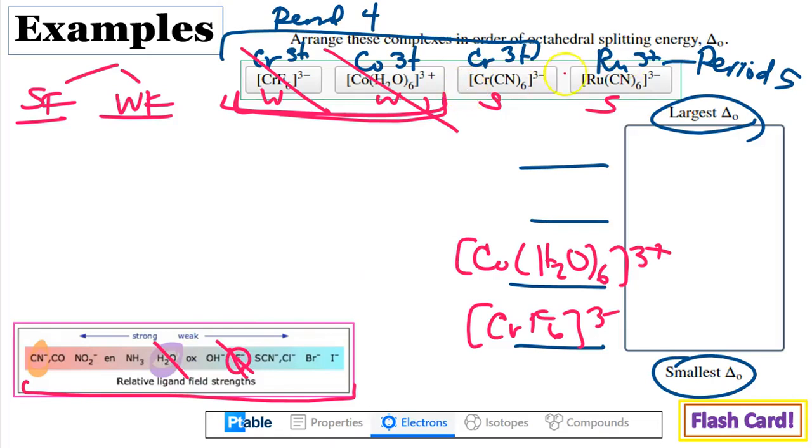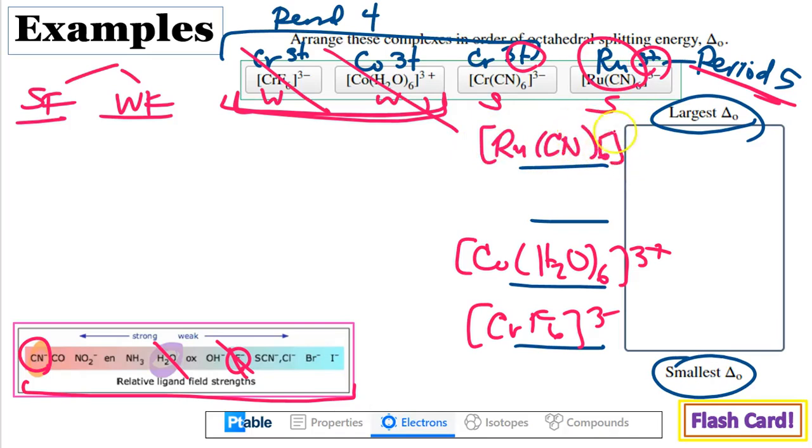Next, we have these two that both have the CN- ligand, which is very, very strong. So the only way to distinguish them is going to be by oxidation state or the period they're in. You see, they both have the same oxidation state, so we have to go off of period. Cr is in period 4, which is a smaller period than period 5. So that means there's going to be more repulsions when you have a larger period, like where you have Ru here. So that means our Ru complex, [Ru(CN)6]3-, is going to be the strongest complex. And then we're going to have [Cr(CN)6]3- as our second strongest.